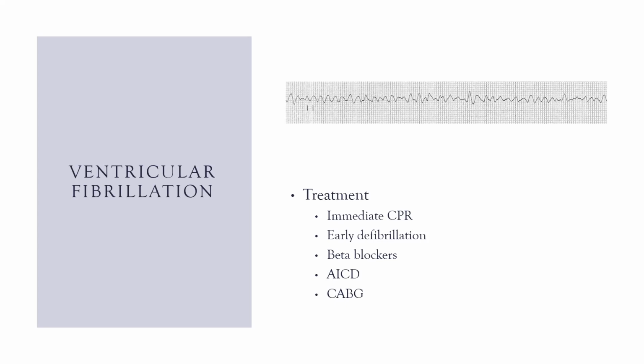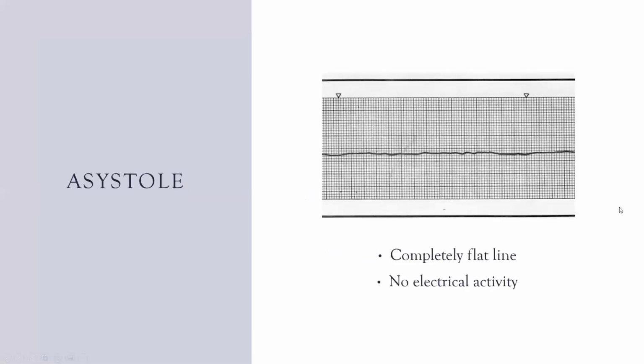These patients tend to get AICDs because if they frequently have VFib episodes, they need to be shocked frequently. So again, we implant an AICD. Or if it's severe heart disease, these patients may need to undergo a coronary artery bypass graft, or a CABG for short.